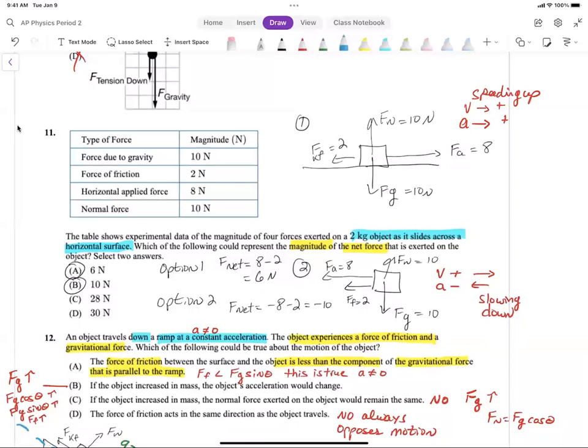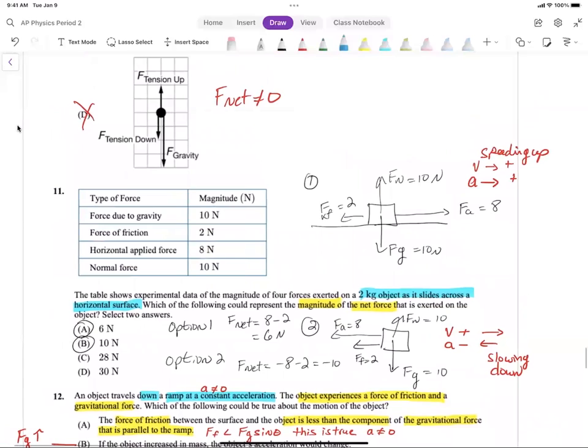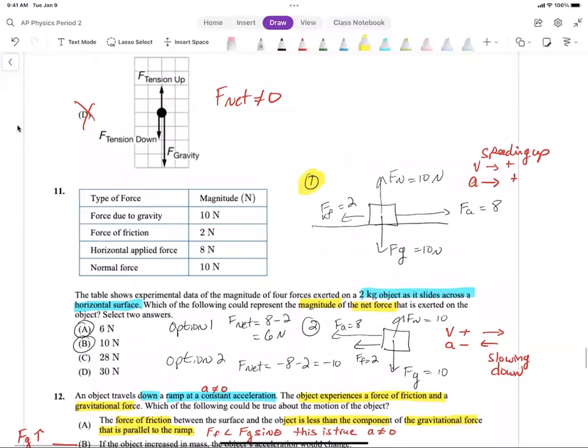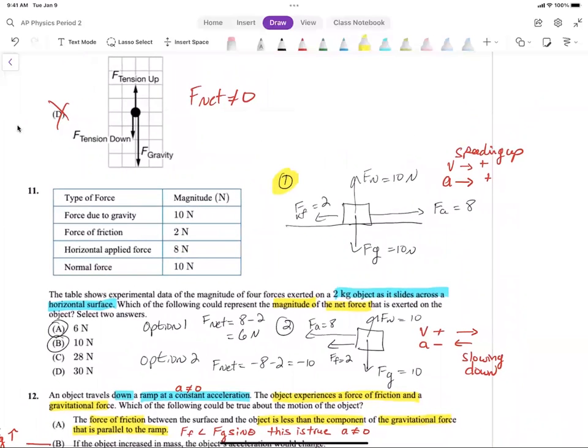Select 2 answers. So option 1 was my first immediate answer, and I thought that was the only answer. I thought they made a mistake. And 99.9% of the time, they don't make a mistake, and it's me. So here's option 1, and this is probably what you thought of as well.